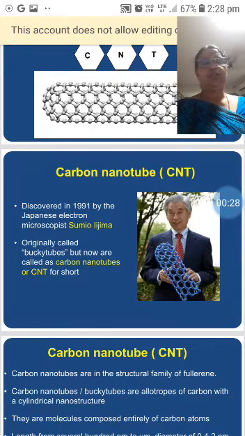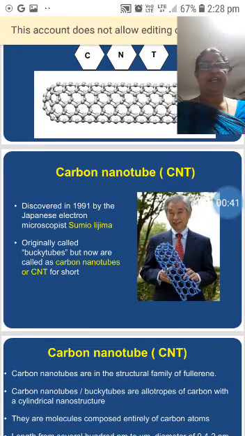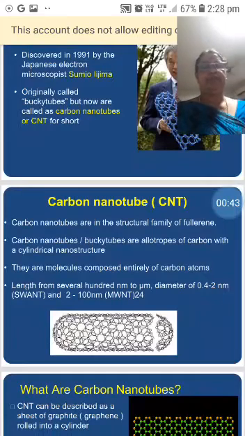These carbon nanotubes were discovered in the year 1991 by the Japanese scientist Sumio Iijima. Actually, they were called buckytubes, but now we call them carbon nanotubes because they are made up of only carbon atoms. These carbon nanotubes are in the structural family of fullerenes.